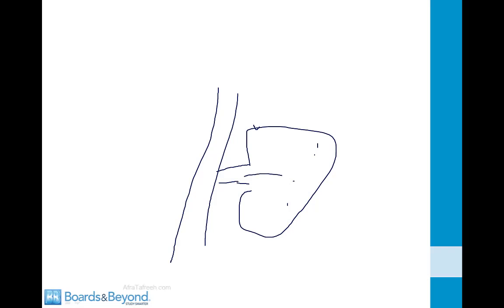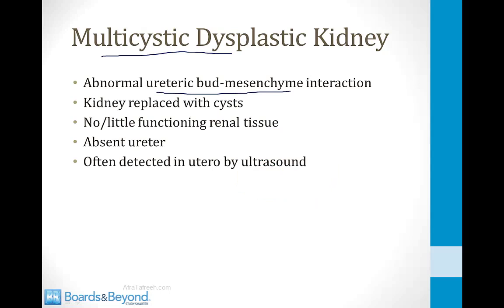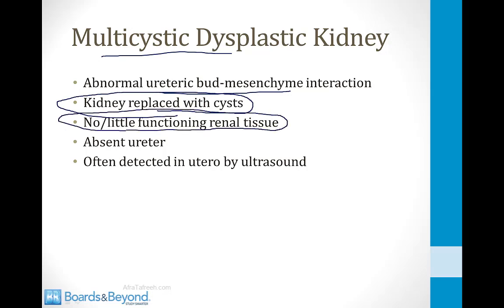Signals are sent from the ureteric bud to the mesenchyme and then back from the mesenchyme to the ureteric bud. If this doesn't happen normally, lots of different conditions can develop where the kidneys are abnormal. And one of those conditions is multicystic dysplastic kidney. So this abnormal ureteric bud mesenchyme interaction occurs and the kidney essentially gets replaced by cysts. So the key point here is that no or little functioning renal tissue will be present in the developing fetus.